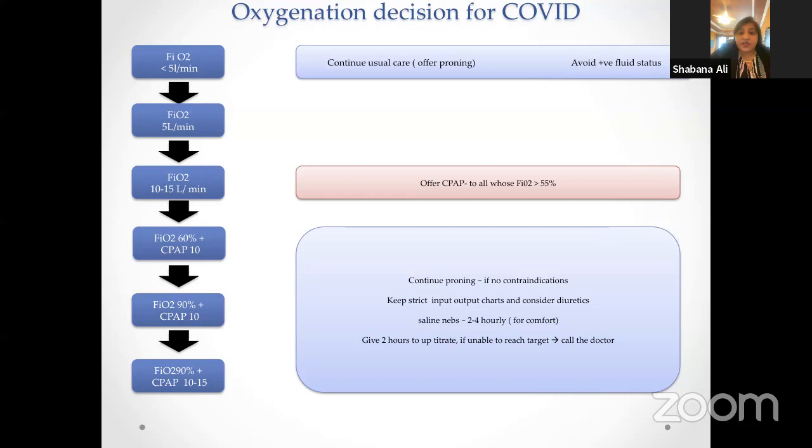The other important feature for nursing is to continue the proning position if not contraindicated. Keep the intake and output strictly, because those patients are put on diuretics as well because of all the consolidation that we see in the lungs. Saline nebulizers, as we mentioned, and then you have to keep on titrating. If you put the patient on CPAP and increase the FiO2, give it 2 hours at least. If you're not reaching your target oxygenation within 2 hours, definitely call the doctor, and this may be a time to increase our oxygen modalities.